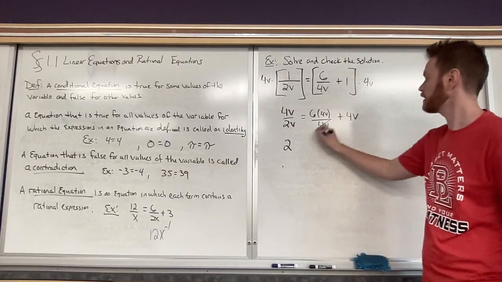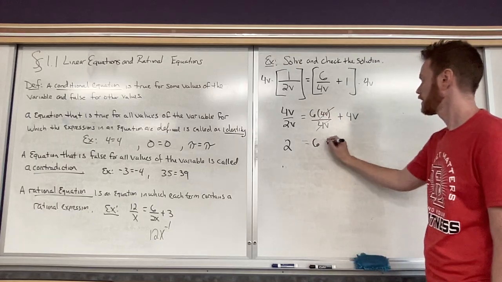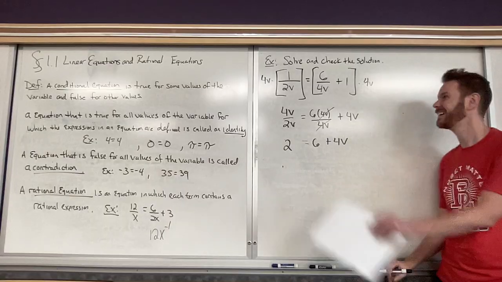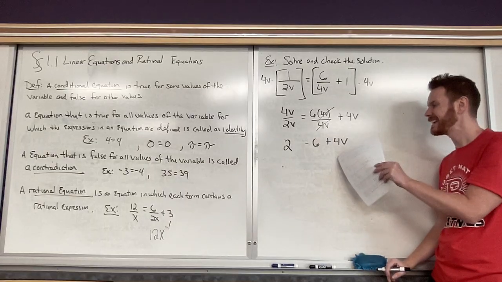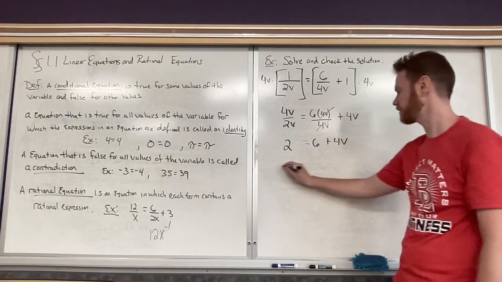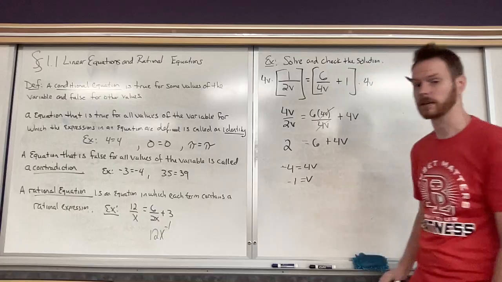Now over here, I can see that the 4b's are going to reduce out of this. So we're just going to have 6 plus 4b. Well, that's a heck of a lot easier of an equation than what we started with, huh? So I'm going to subtract 6. I get negative 4 equals 4b. Therefore, b is negative 1.